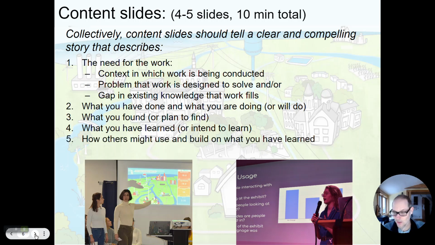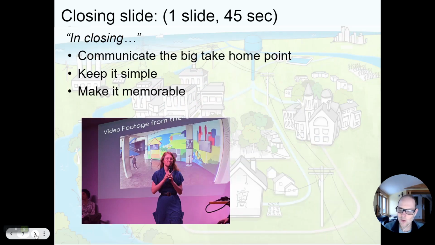And then, you're also going to want to wrap it with how others might use and build on what you've done. And then usually you have a closing slide that wraps up the information. It communicates the big take-home points, the things you really want people to take with them. You want this to be simple and memorable so that they effectively take this information from you.